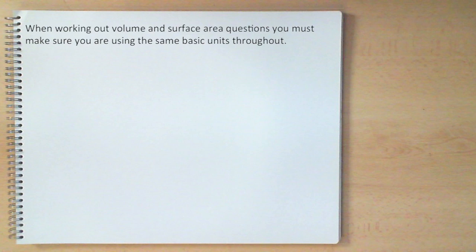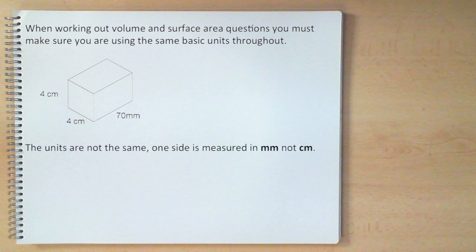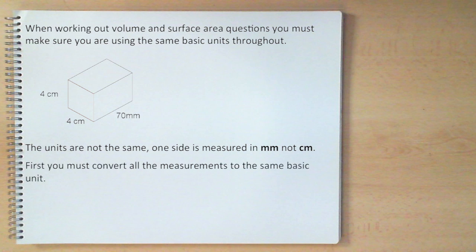When working in any question involving dimensions, you have to make sure you're using the same basic units throughout. This is doubly important in volume and surface area questions. Consider this cuboid. The units are not the same. One of the sides is measured in millimeters and not centimeters.